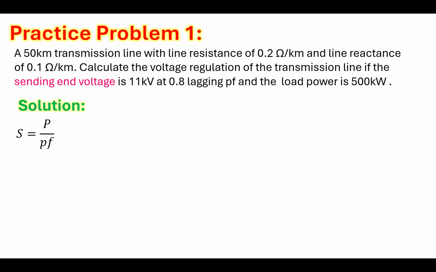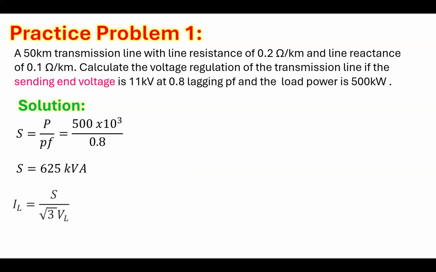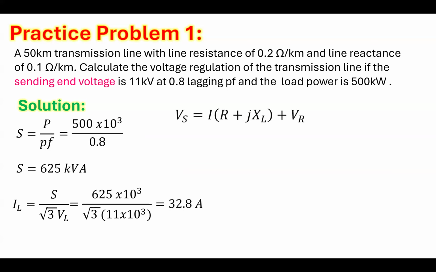Then, let us solve for the apparent power. Then this will give us 625 kVA, and this will allow us to solve for the line current, that is apparent power all over the square root of 3 multiplied by the line voltage. This will give us 32.8 amperes. Then, to solve for the receiving end voltage, since the given is the sending end voltage, we can now solve for the receiving end voltage.